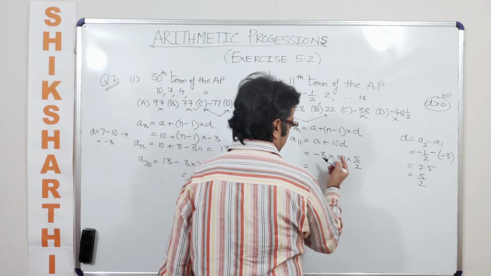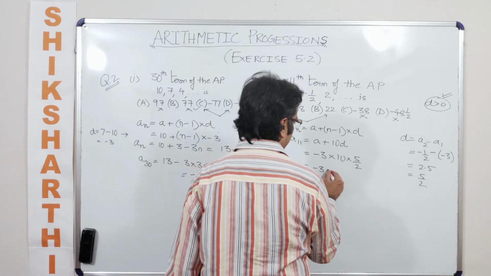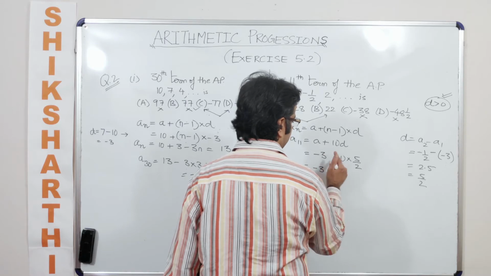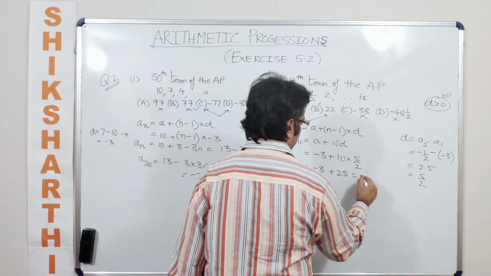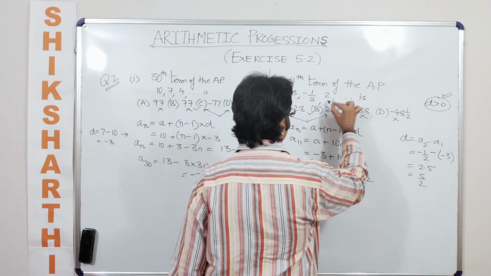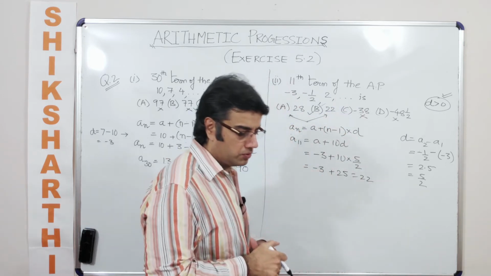So how much is this? This is just like saying minus 3. I'm sorry, this is plus. So minus 3 plus how much? 25, which is 22. So the answer choice is choice B, which is 22.